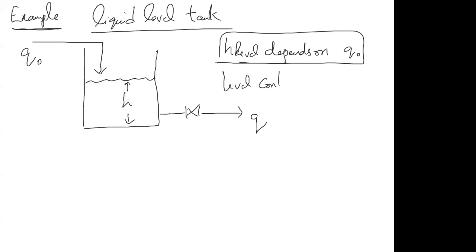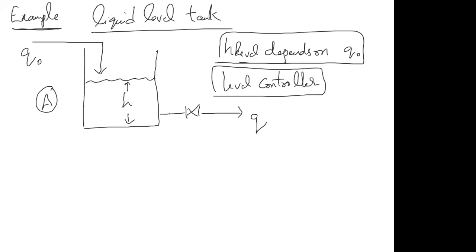I want to maintain the level at a particular H, or a particular set point. Let's say I want to maintain the level at 2 meters height, or at 3 meters height, or at 4 meters height. Like this, I'm talking about the level controller. Clear? Now let's take the cross-sectional area as A.